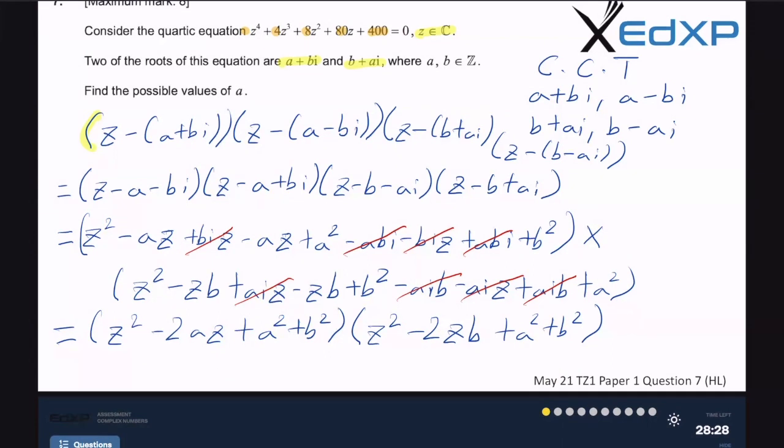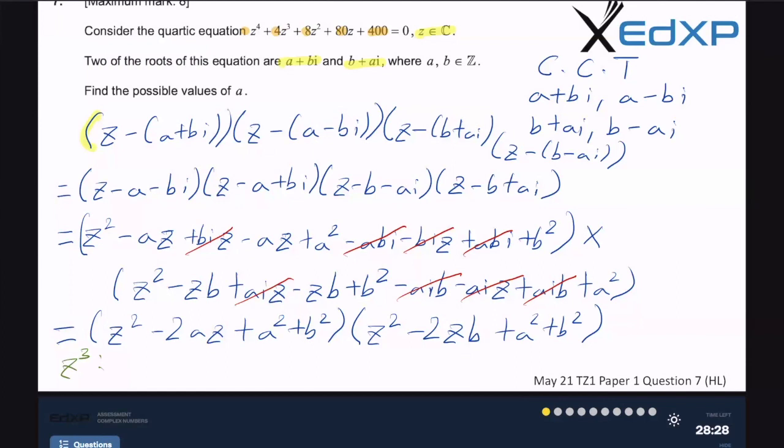At this point, it will be very tempting to expand out everything, but let's not do that because there'll be too many terms, a total of 16 terms. If we want to find the possible values of a, and we look at this expression, we know that z to the power 4 is not very useful because we know the coefficient is 1. So maybe we can try taking z cubed.